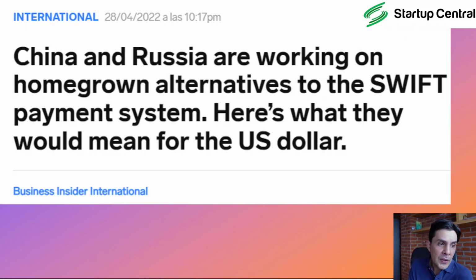Another bit of news, and this is also very recent, China and Russia are working on homegrown alternatives to the SWIFT payment system. So again, guys, if there is no alternative to send money around the world and you need to go through SWIFT, then there's no use of creating your own currency. You're not going to ship that currency in boats or planes. It's going to be a mess.